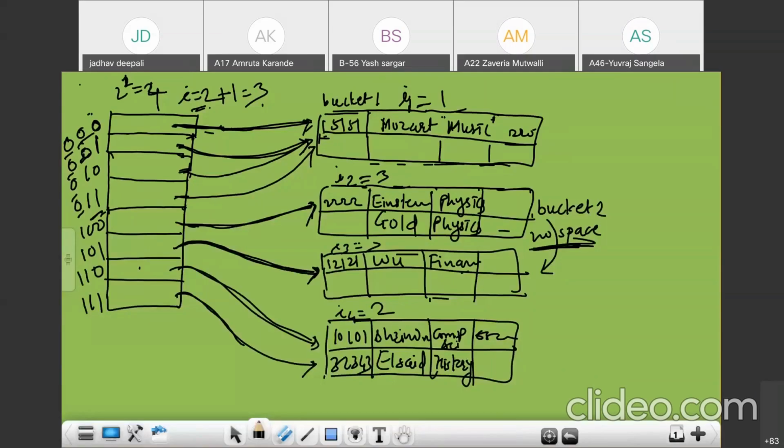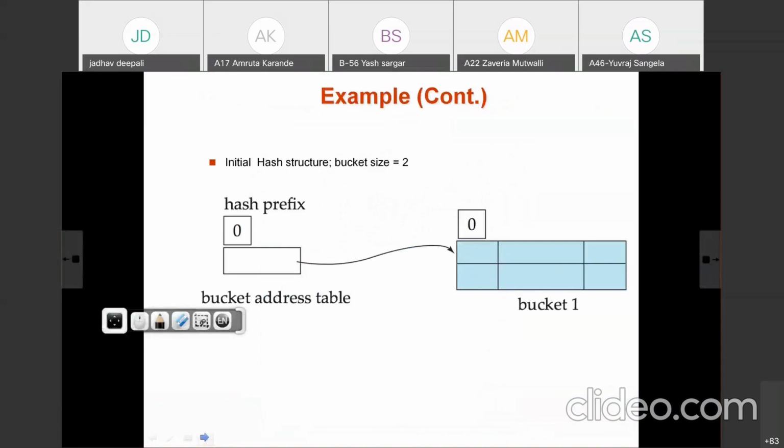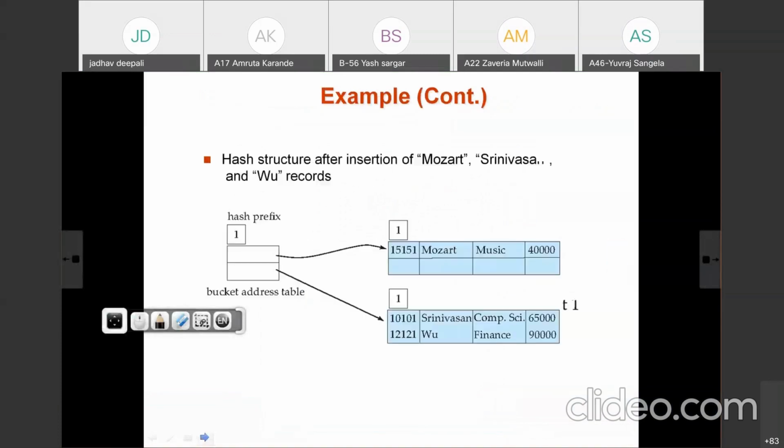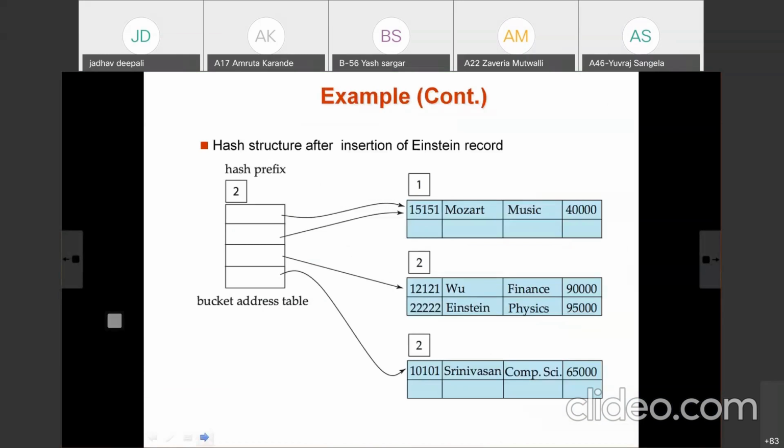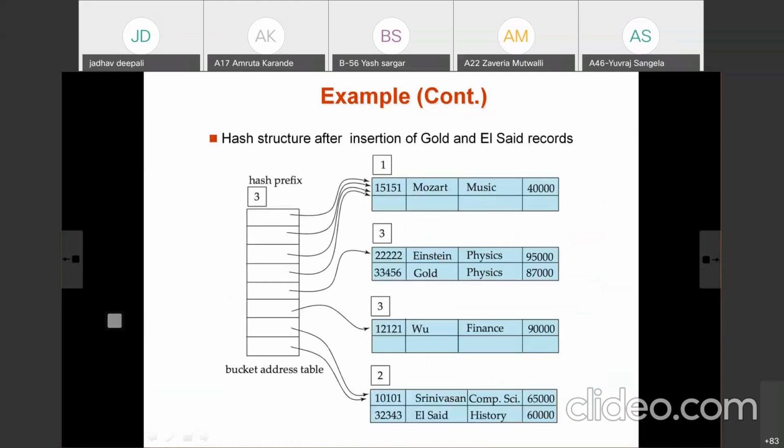So I think it is clear to everyone how the values of I are increased and how the buckets are inserted or created as per the requirement. And if we delete the records, we need to delete the buckets also. Now see the next one. Whatever I have taught you already is here: Mozart, Einstein, and the bucket address table, which now becomes 8.